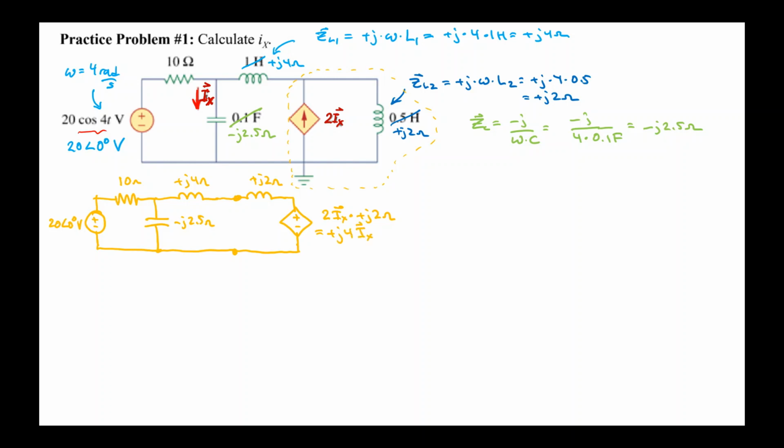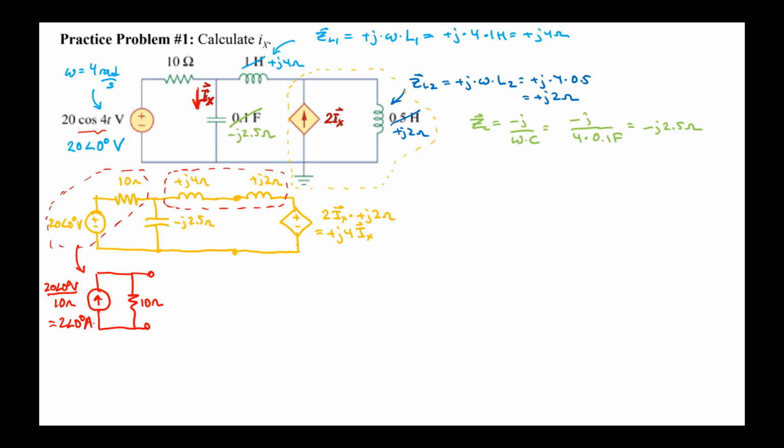In the next step, I'm actually going to do two simplifications. First, I'm going to combine these two inductive impedances in series. Second, I'm going to perform a source transform on these two components. Doing the source transform, I get a current source that will be in parallel with the 10 ohm resistor. The value of the current source will be 20 angle 0 degrees volts divided by the 10 ohms. That equals 2 angle 0 degrees amps. The capacitor is still untouched, so it still sits here as negative J 2.5 ohms. And now the inductive impedances are combined in series for a combined plus J 6 ohms. The dependent voltage source still sits out here to the right.